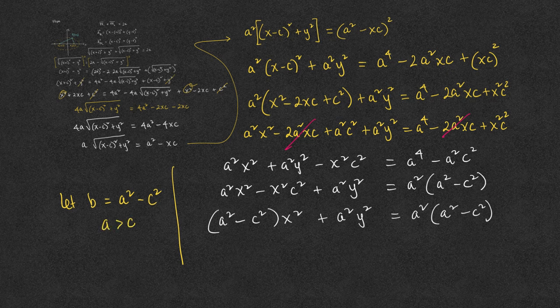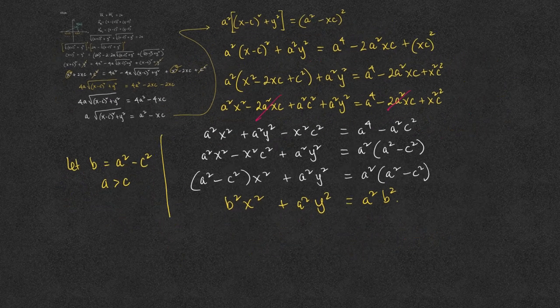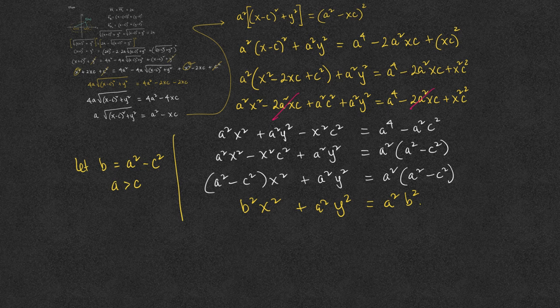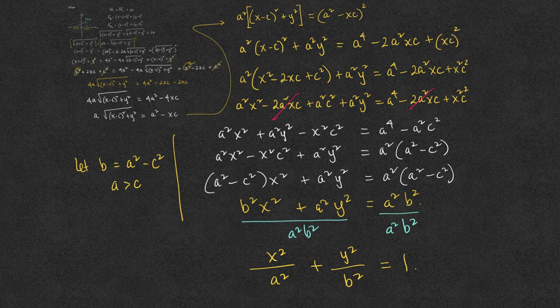And so this is now b squared times x squared plus a squared times y squared equals a squared times b squared. We then divide both sides of this equation by a squared b squared. We then have x squared over a squared plus y squared over b squared equals 1, assuming that a is greater than b in this case. This is the equation of an ellipse.